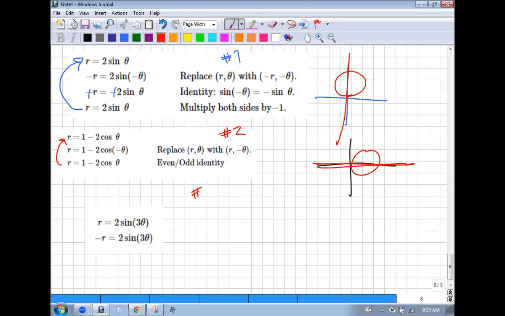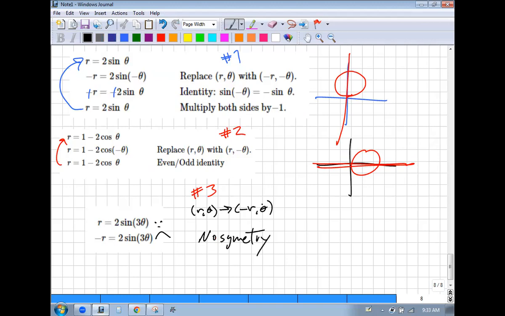Here we're going to do test number 3. So r theta goes to minus r theta. So we just replace r with a minus r. It's not the same, right? This has a minus on it, whereas this one doesn't. So that means it does not have symmetry about the pole or the origin. All right, so no symmetry.